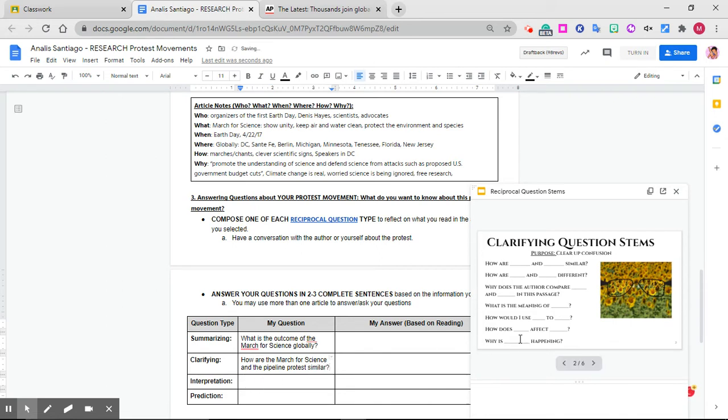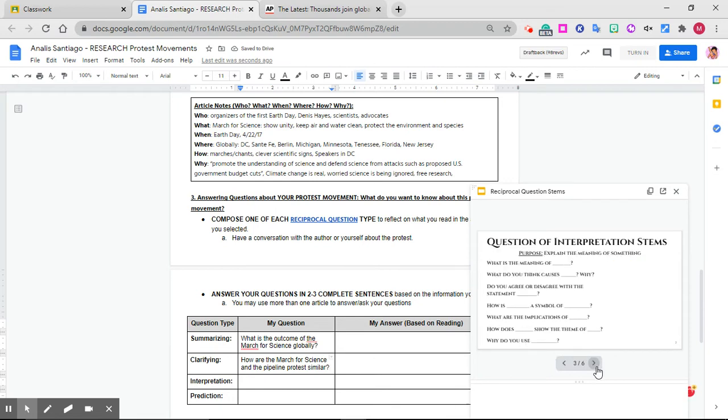The next question I'm going to come up with is a question of interpretation. To come up with a question of interpretation, I'll change the slide and think about the article and all the things that I've read in my research so far about my protest movement. So I can think about something that I need to explain. So, how things are symbols, or why things are used, or agree or disagree, or why things are caused, or what they mean.